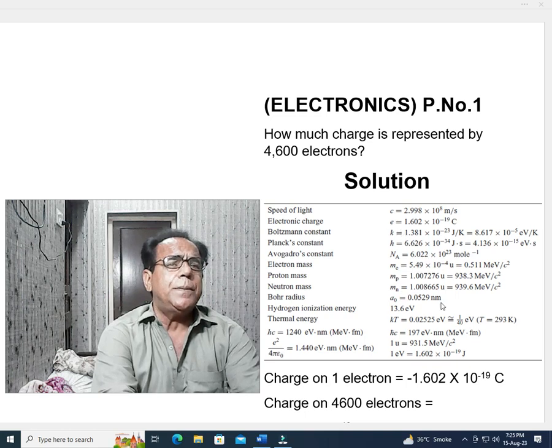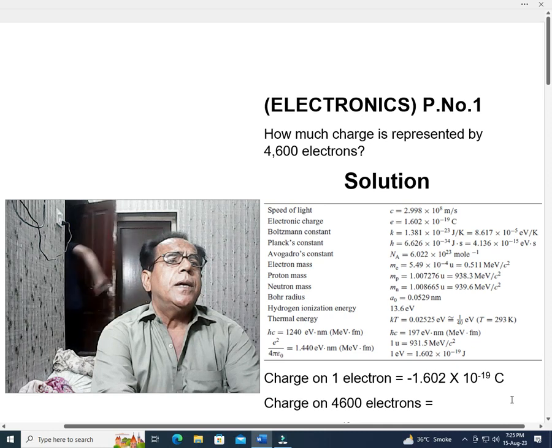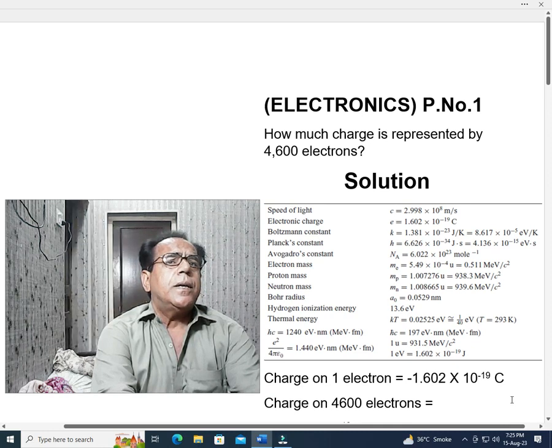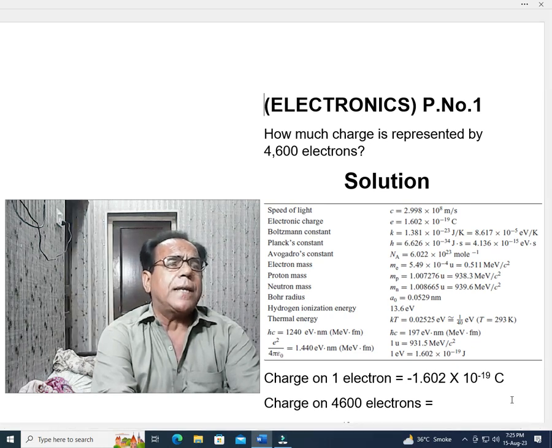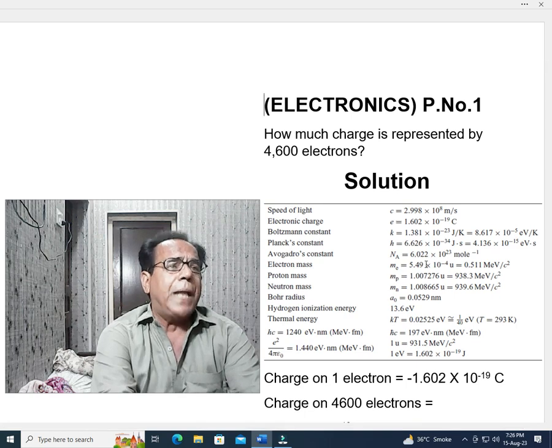All these three problems have been chosen from the book Fundamentals of Electric Circuits by Charles K. Alexander and Matthew N.O. Sadiku. Okay.